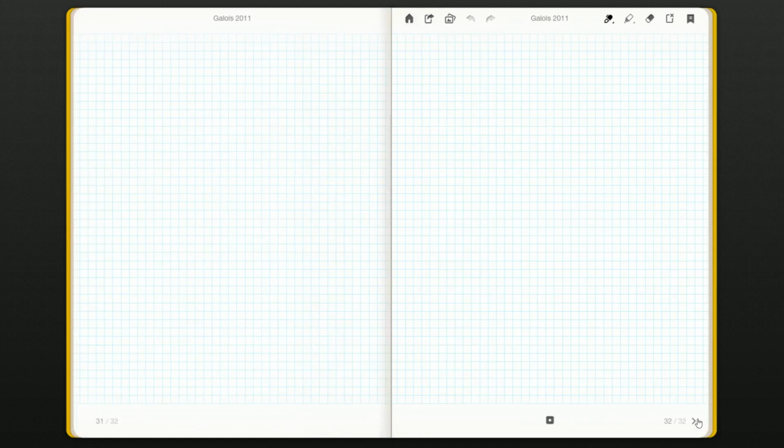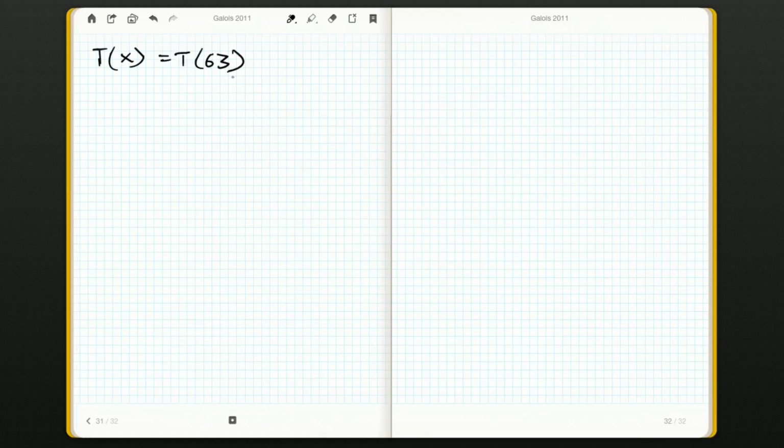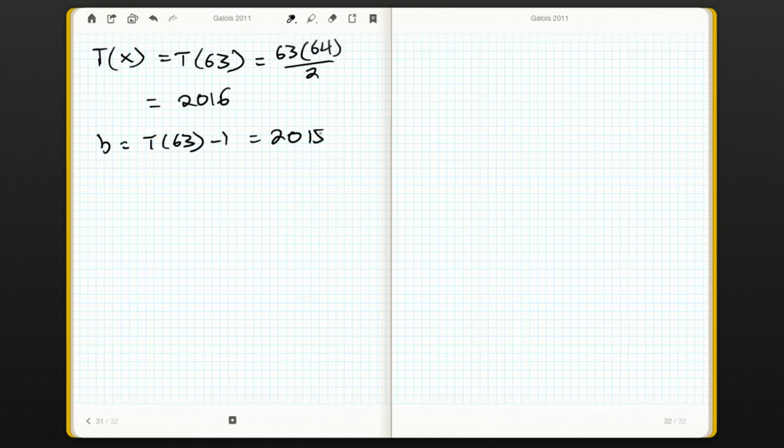So let's just double check. tx, which we need to figure out anyway, but let's make sure it's a number that's really close to 2012. So 63 times 64 all over 2 is 2,016. That's really close. That's basically as close as we're going to get. And we want b to be t of 63 minus 1. So b is going to be 2015. Okay.